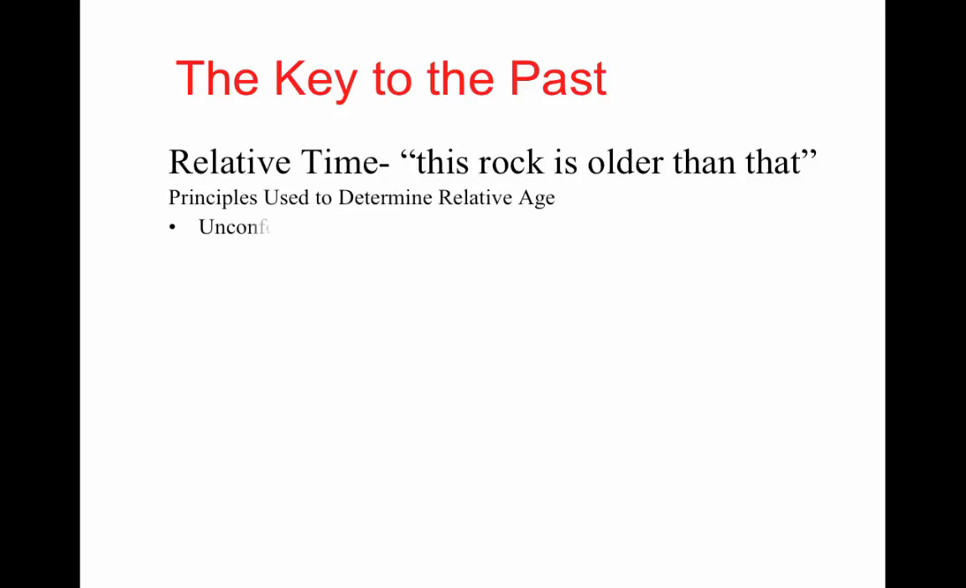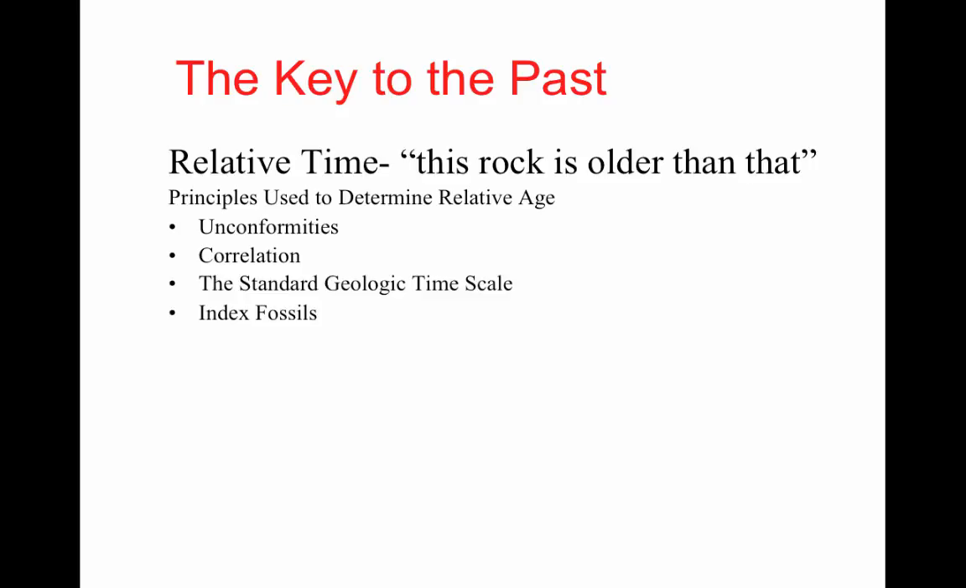So, how do we learn about the past? Well, the key to the past is that we can look at rocks and we can determine using basic principles which rocks are older than others. So some of the principles used to determine relative age are things called unconformities, correlation of rocks, the geologic time scale, and index fossils. These are all things you're going to learn about in this unit.